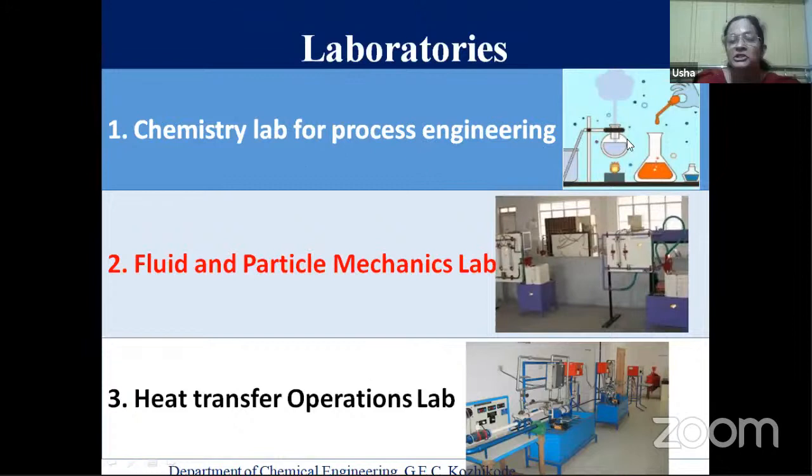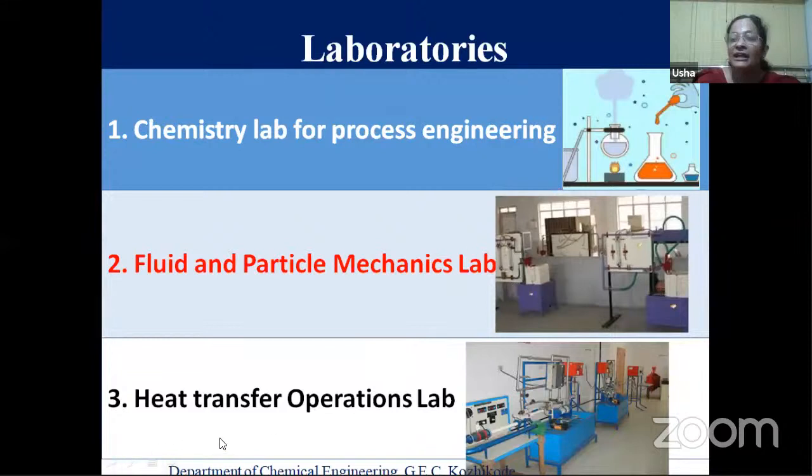Some instrumental methods are also there other than the titration method. In that, some instrumental equipment is also there. Water analysis is also there. The other lab is fluid and particle mechanics. This lab is similar to mechanical engineering, which also has a fluid and particle mechanics lab. In that, fluid flow and flow rate equipment are there, like the pentameter, water flowing equipment. You are finding out the flow rate.